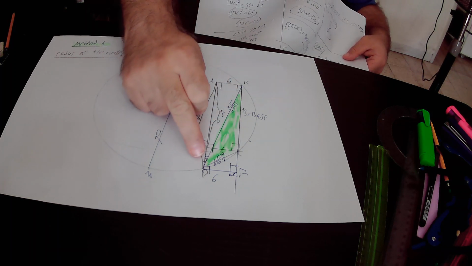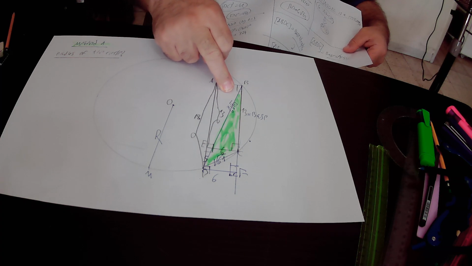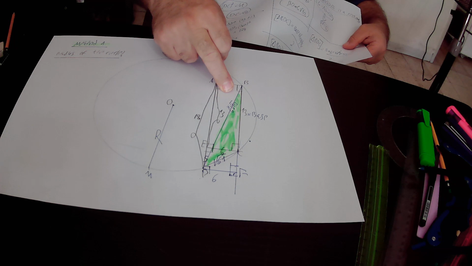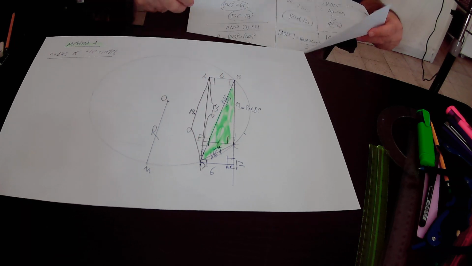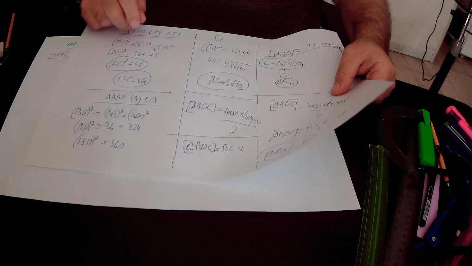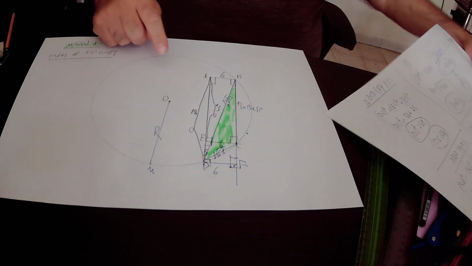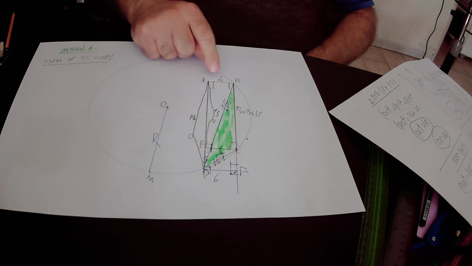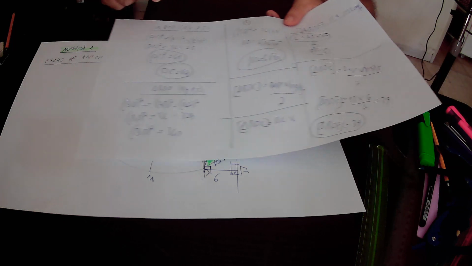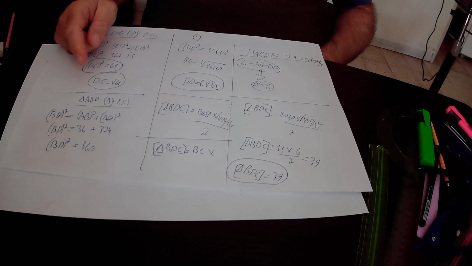By joining points B and D, we created here the right triangle ABD. Then we implemented the Pythagoras theorem on this right triangle ABD. According to the Pythagoras theorem, the square of the hypotenuse, BD square, must be equal to AB square plus AD square.